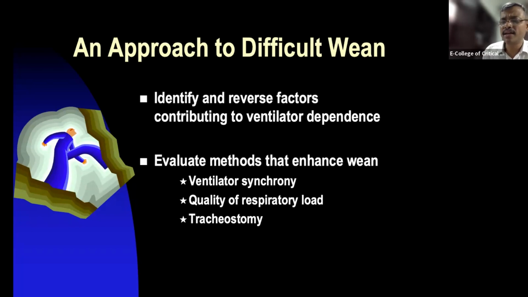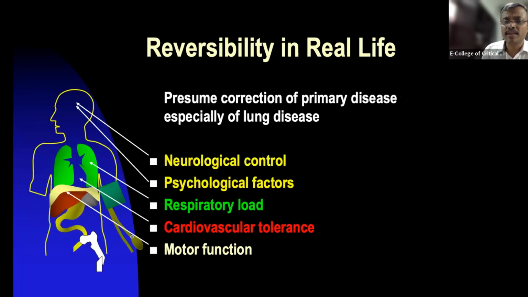Each is a different topic actually. I can discuss that part. So you have to look in two directions. Why not able to wean? Why is the load still high? Why are the lungs and heart not able to manage the load? If you think in that direction, you will come to know the etiology, try to treat that etiology, and make sure that the load is reduced and the patient is able to wean off. So always think in this direction: neurological, psychological, respiratory load, cardiovascular tolerance, motor functions.